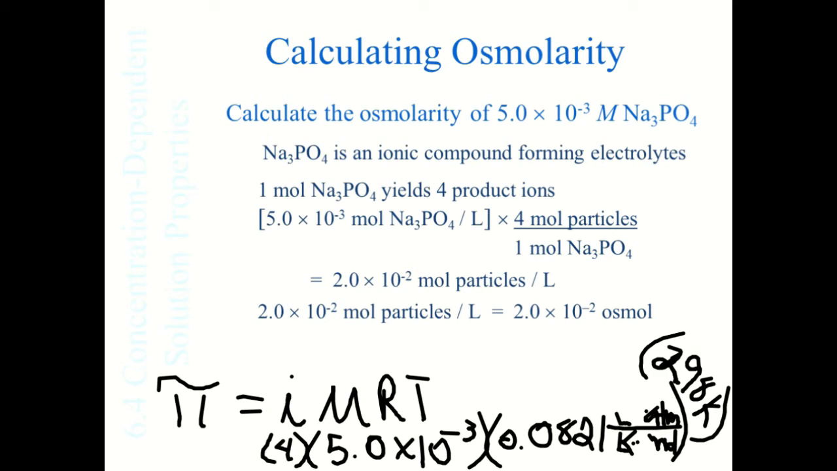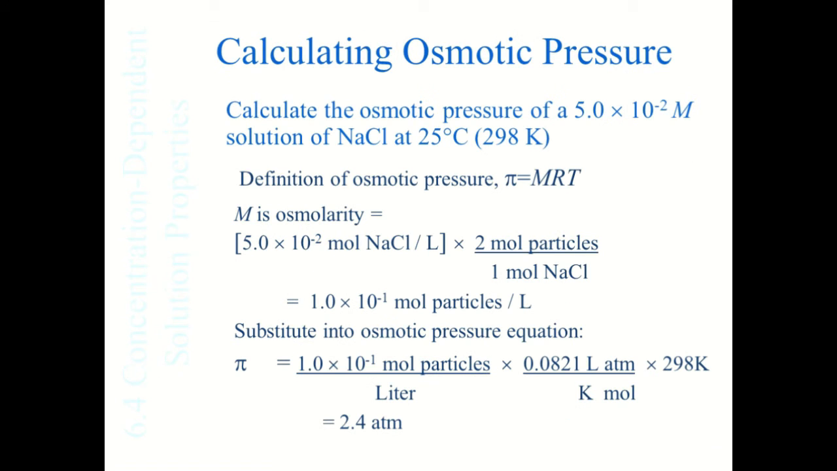Why do I have to use Kelvin? Because R is in Kelvin. So I have to change this to Kelvin. I can't use Celsius here because my units won't cancel between Kelvin and Celsius. So I have to use Kelvin. This is molarity, which is the moles and the liters cancel for the molarity. And I'm left with the pressure, atmospheres. Alright, so that's how we calculate that.